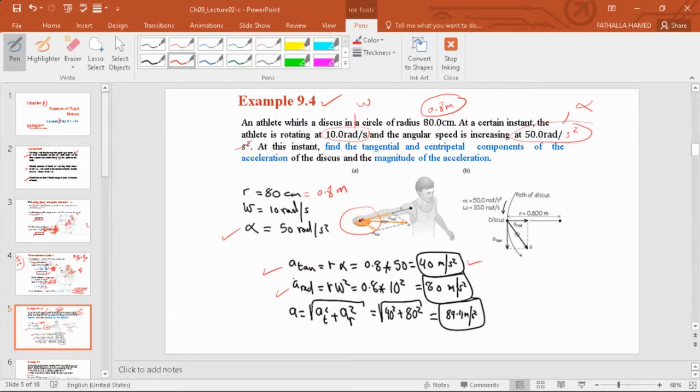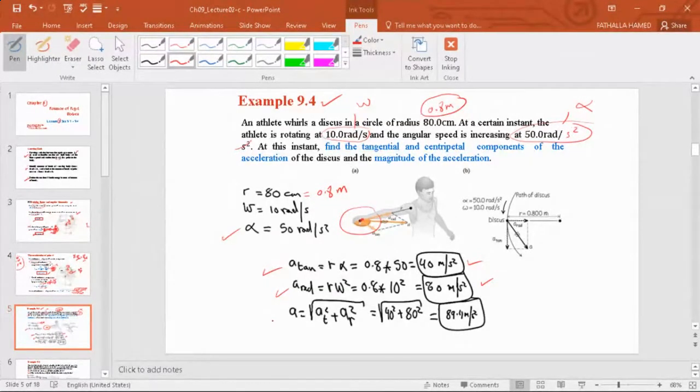Now the a_rad, which is the centripetal acceleration, which is responsible for changing direction, will be R omega squared, which is 0.8 times 10 squared, and that gives you 10 meters per second squared. So this disc has one acceleration, which is radial or centripetal, that causes change in direction, and you have a tangential, which basically increases the speed. And of course, when it leaves the hand of the athlete, it will go with that linear speed.